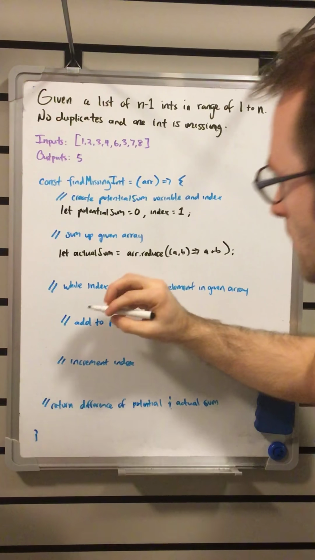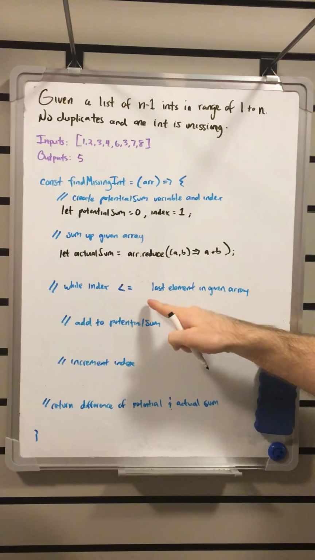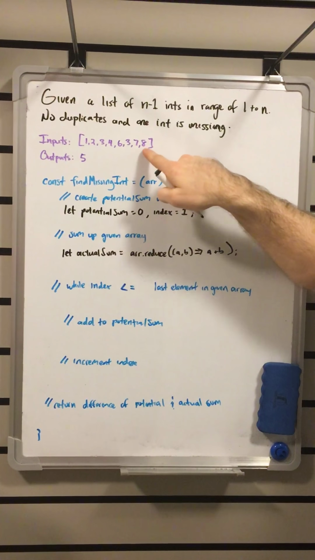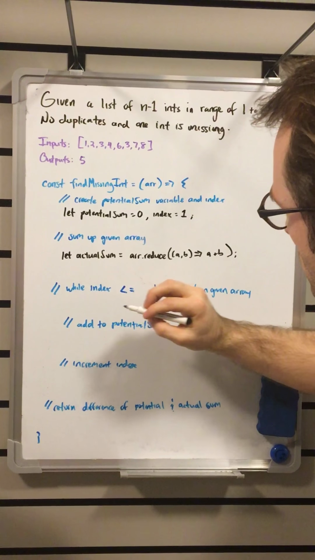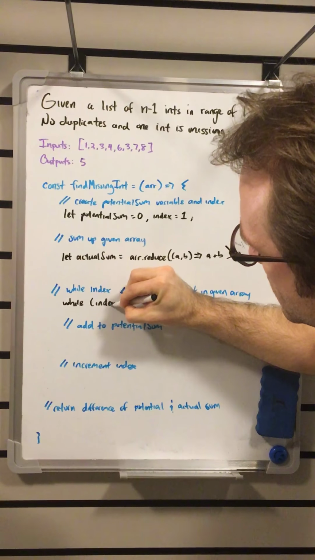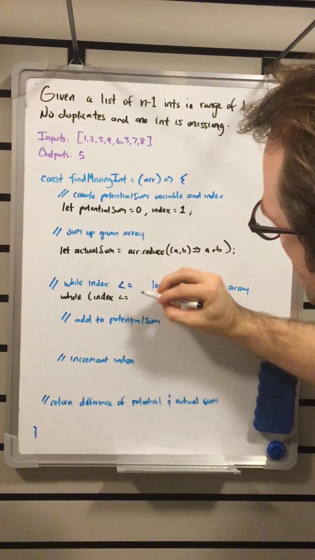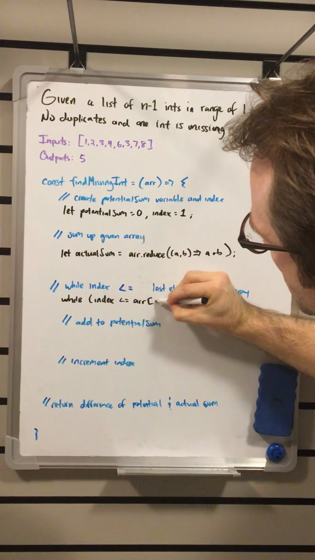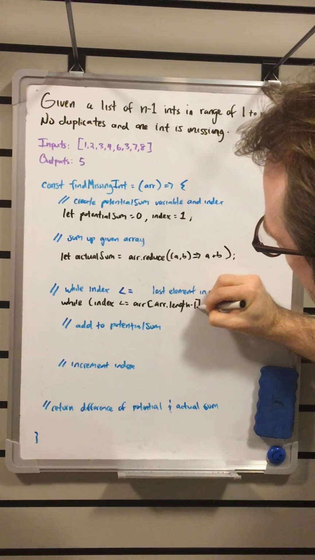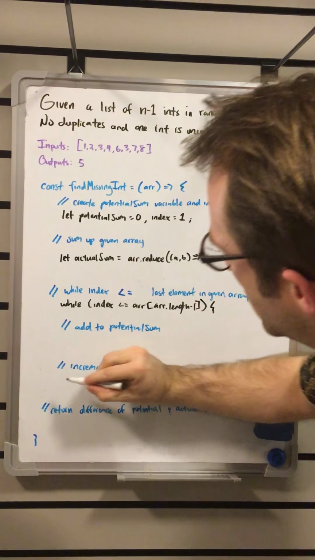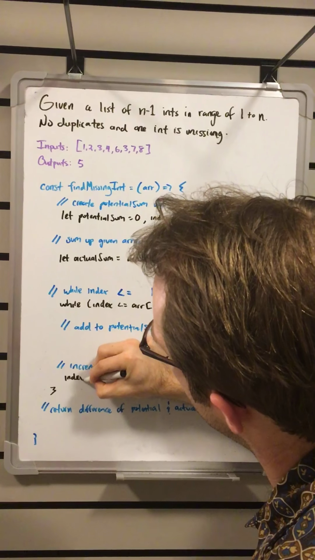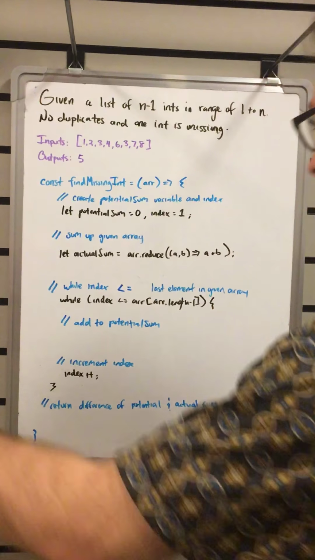Alright, the next step is we want to say while the given index is less than or equal to the last element. So we want to sum up everything from 1 to 8, so we're going to do just that. Let's say while index is less than or equal to the last element in the array, array length minus 1. And we're going to make sure to increment the index, index plus plus, by 1.